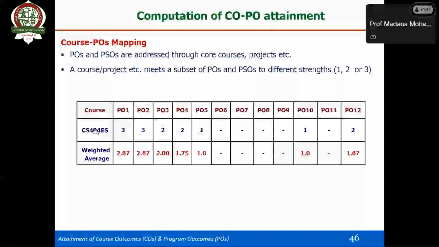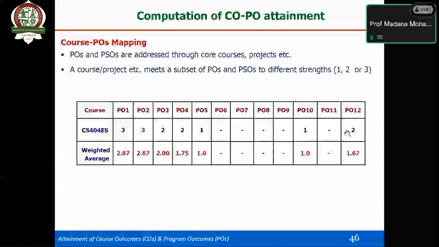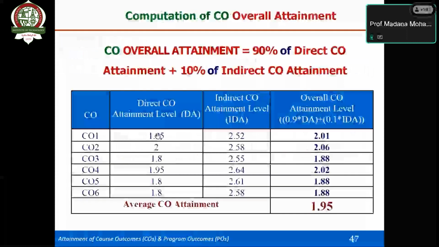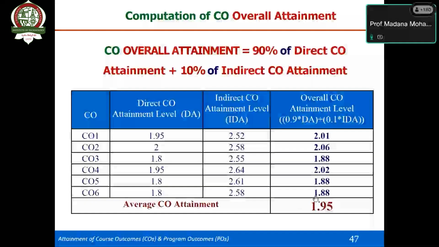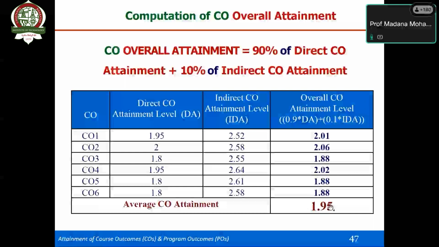Okay, here we have listed program level mapping levels of that particular course, then weighted average PO wise of that particular course. Now, let us see. This is CO overall attainment. This we already covered. Here, the average CO attainment value is required for computation of PO attainment. That's why the table again I copied here. Here you can remember the overall average CO attainment 1.95. This value you can remember.